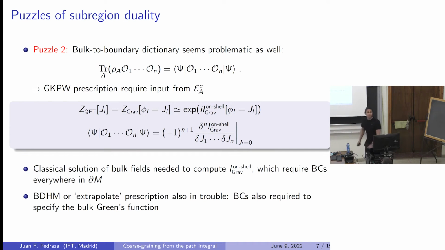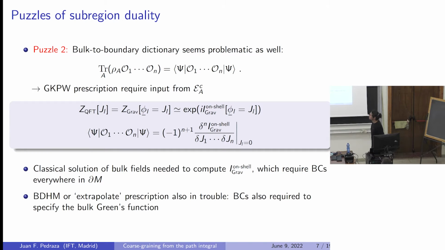Sorry, can I ask? Yes. So this is a real-time correlator. It's a Lorentzian correlator. So it's not just the standard GKPW. You have to put some information about the initial state. Yes, I'm talking about real time. So then, if you keep the initial state fixed and you just change the sources in the complement, the correlator should not change, right? In the region you're considering.